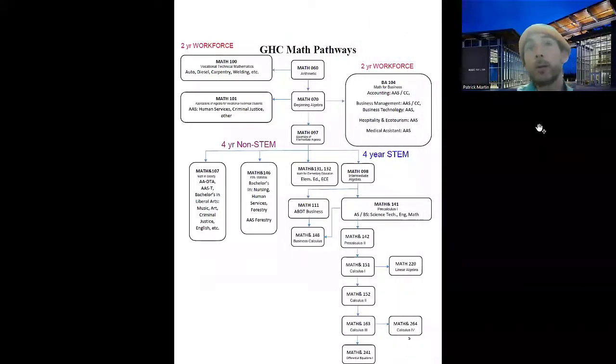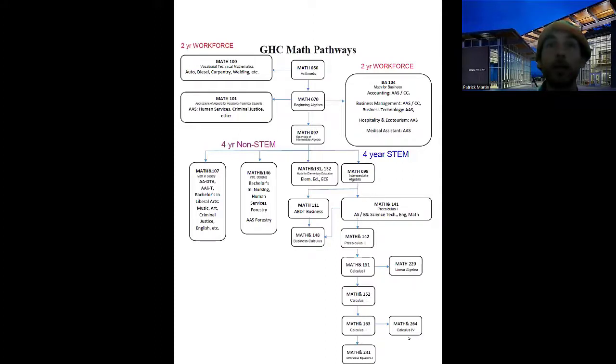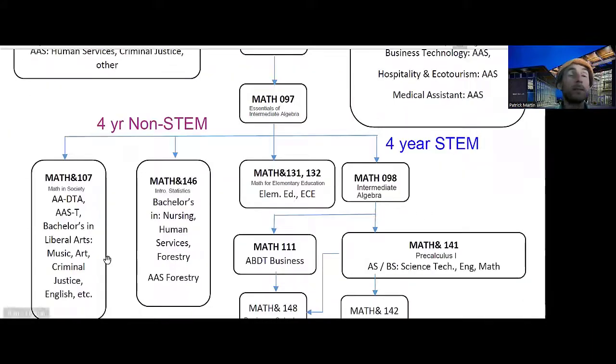Different careers and degrees require very different types of math. But at Grays Harbor College, we've got a math class for almost any type of degree you can think of. For the trades, we've got Math 100. Math 101 is for associate degrees in human services, criminal justice, and more. Math for business is for associates in accounting, business, and more. Math and society is for a bachelor's degree in arts, humanities, and more. Statistics is for a bachelor's degree in nursing, forestry, social sciences, and more.